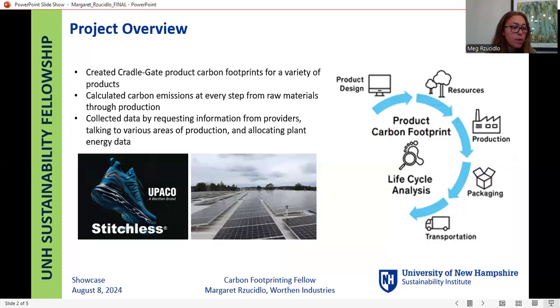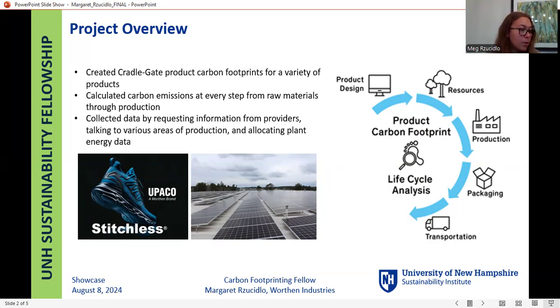For this project, I created cradle-to-grave carbon footprints for a variety of products and calculated carbon emissions at every step from raw materials through production. The image on the right shows some of the steps involved in this process, including the production, packaging, and transportation.